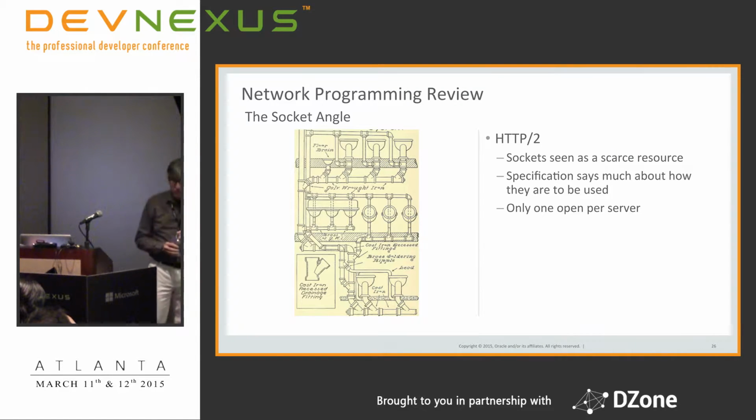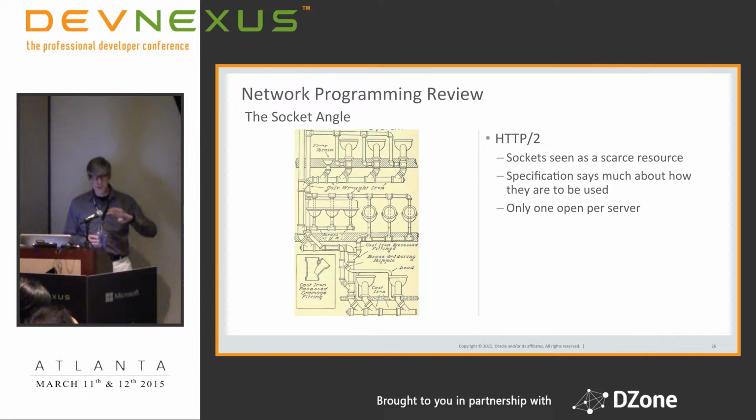Now, HTTP 2 says a whole lot about how sockets are supposed to be used. They're seen as a scarce resource. The specification only says you're supposed to have one open per server. So again, if your website's already using domain sharding, then the browser has no chance of being able to discover that these multiple sockets are actually going to different sites. So this is one example where that particular optimization needs to be completely redone in order to get the most out of HTTP 2.